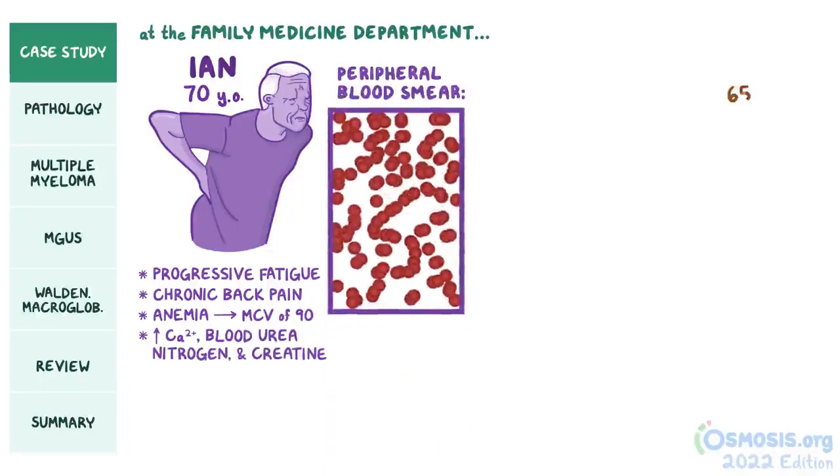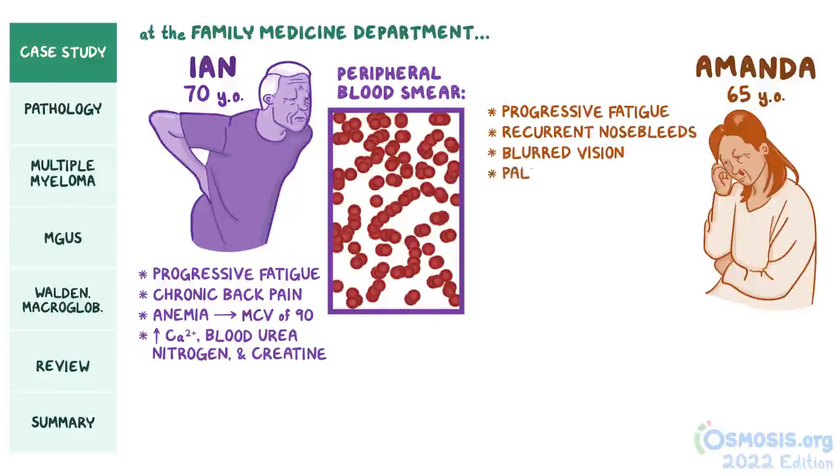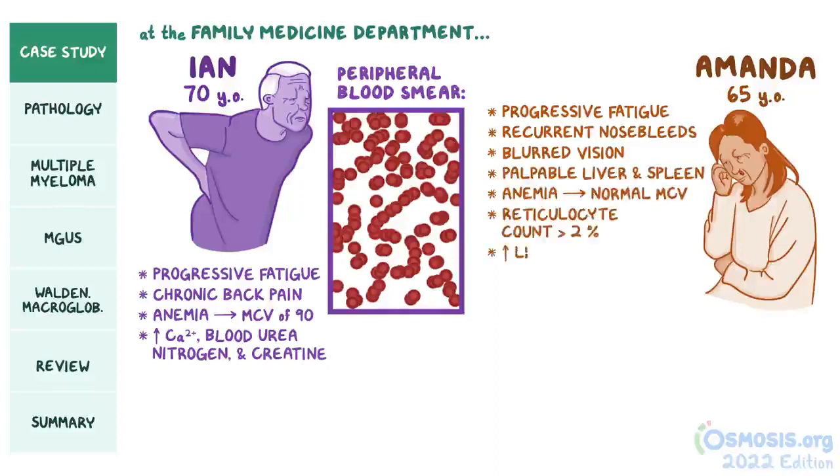Next to Ian, there's a 65-year-old female named Amanda who complains of progressive fatigue, recurrent nosebleeds, and blurred vision. Clinical examination reveals palpable liver and spleen. Her lab tests show anemia with normal MCV, reticulocyte count index over 2%, increased LDH, and a positive Coombs test.